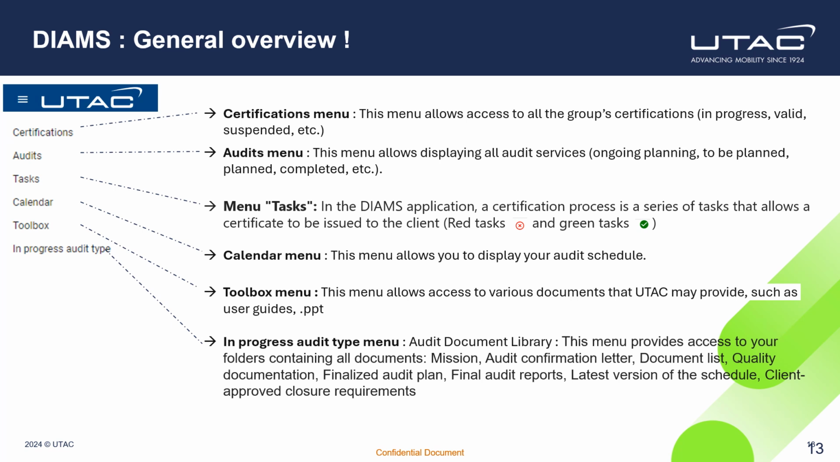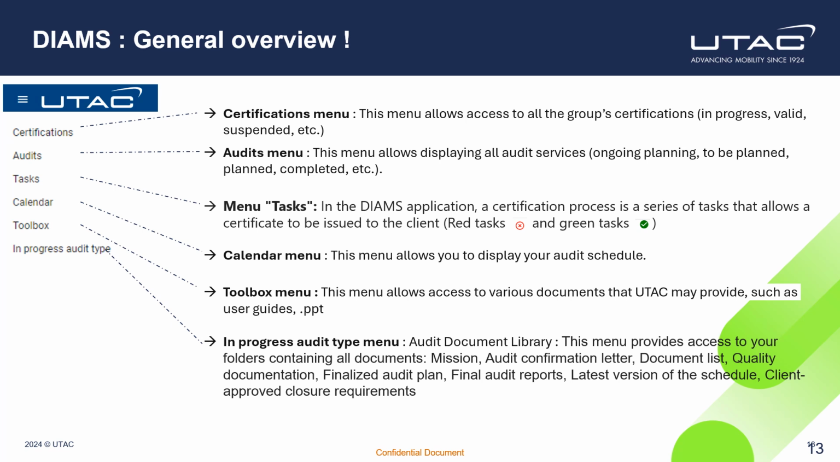Menu Certifications. This menu allows access to all certifications regardless of status: in progress, valid, suspended, cancelled, withdrawn. Menu Audits. This menu allows access to all audits regardless of status: in progress, valid, suspended, cancelled, withdrawn. Menu Tasks. In the DIAMS application, a certification process is a series of tasks that allows a certificate to be issued to the client. Red tasks are not yet feasible and green tasks can and should be processed.